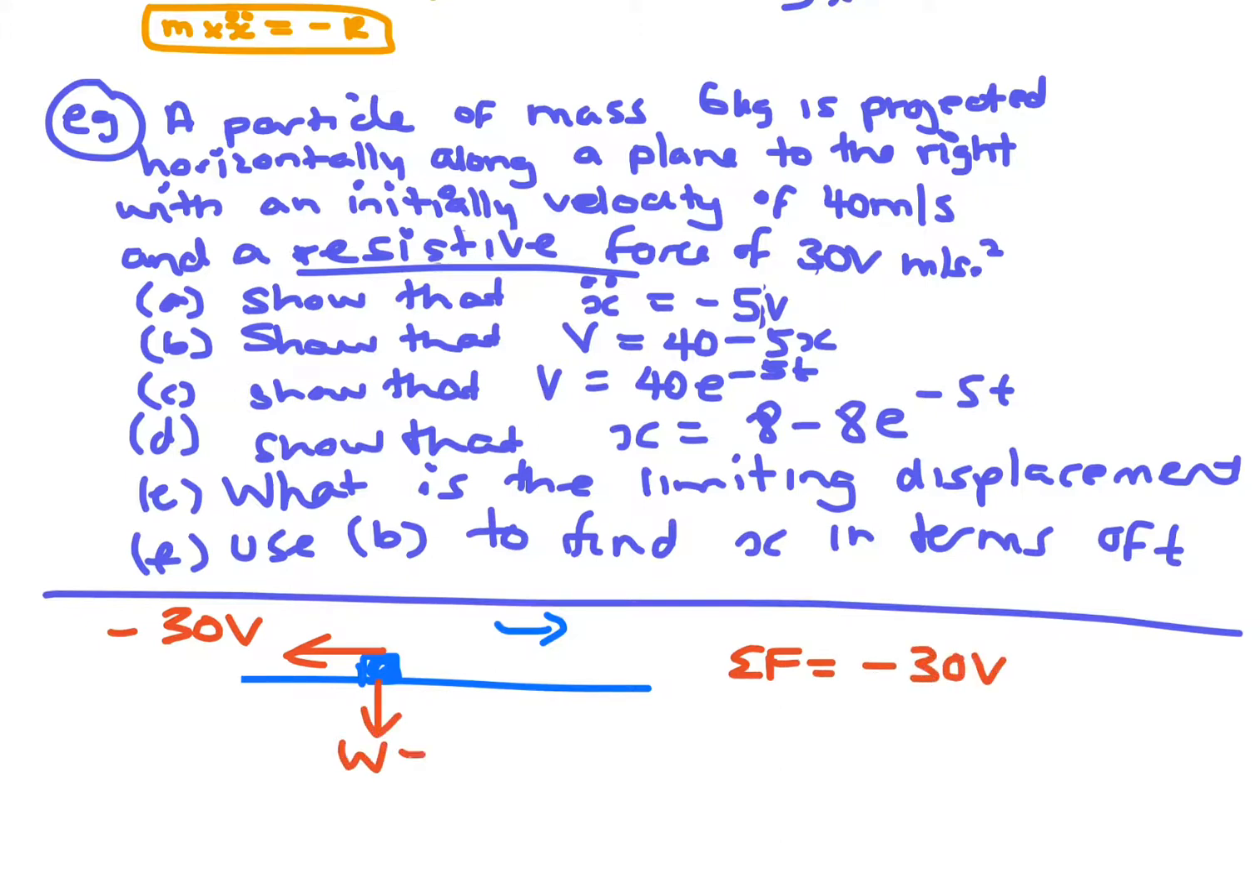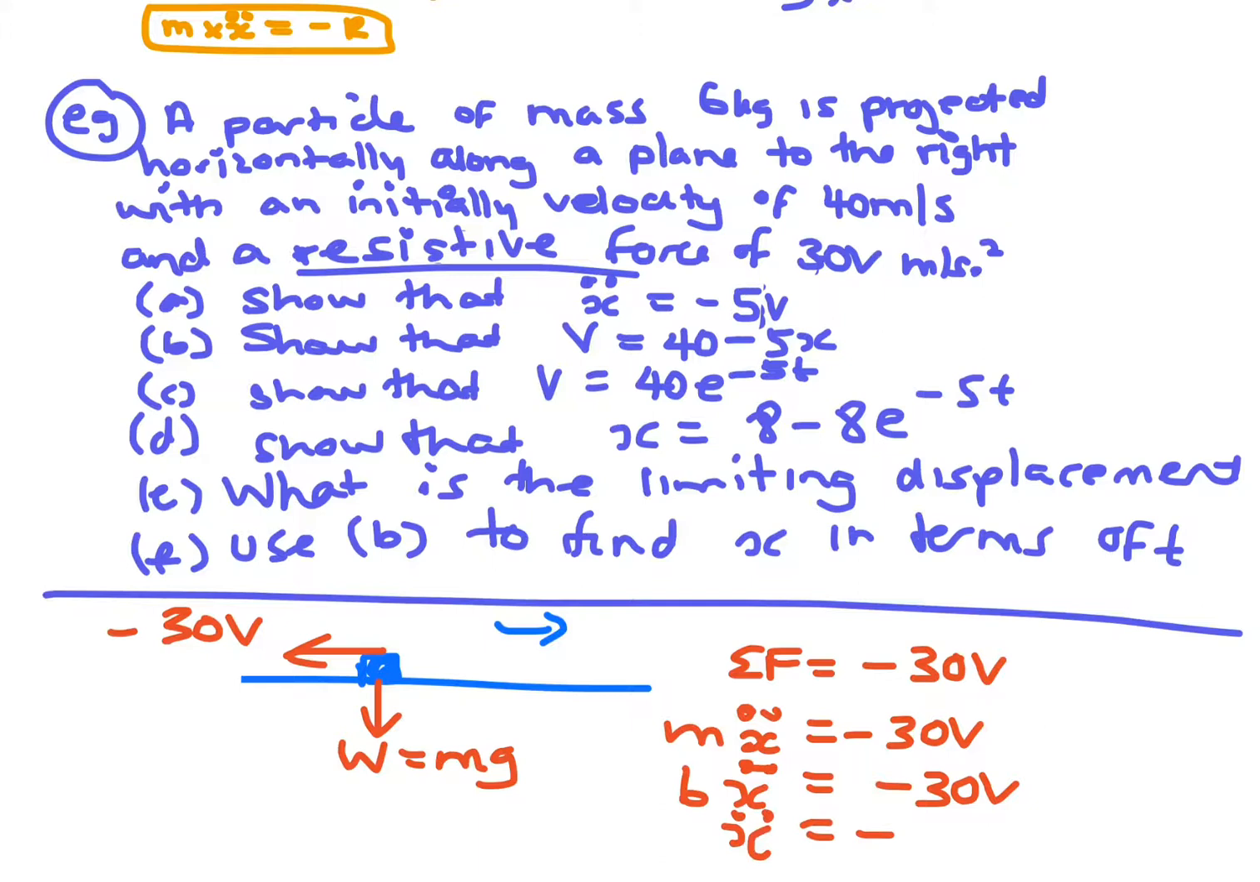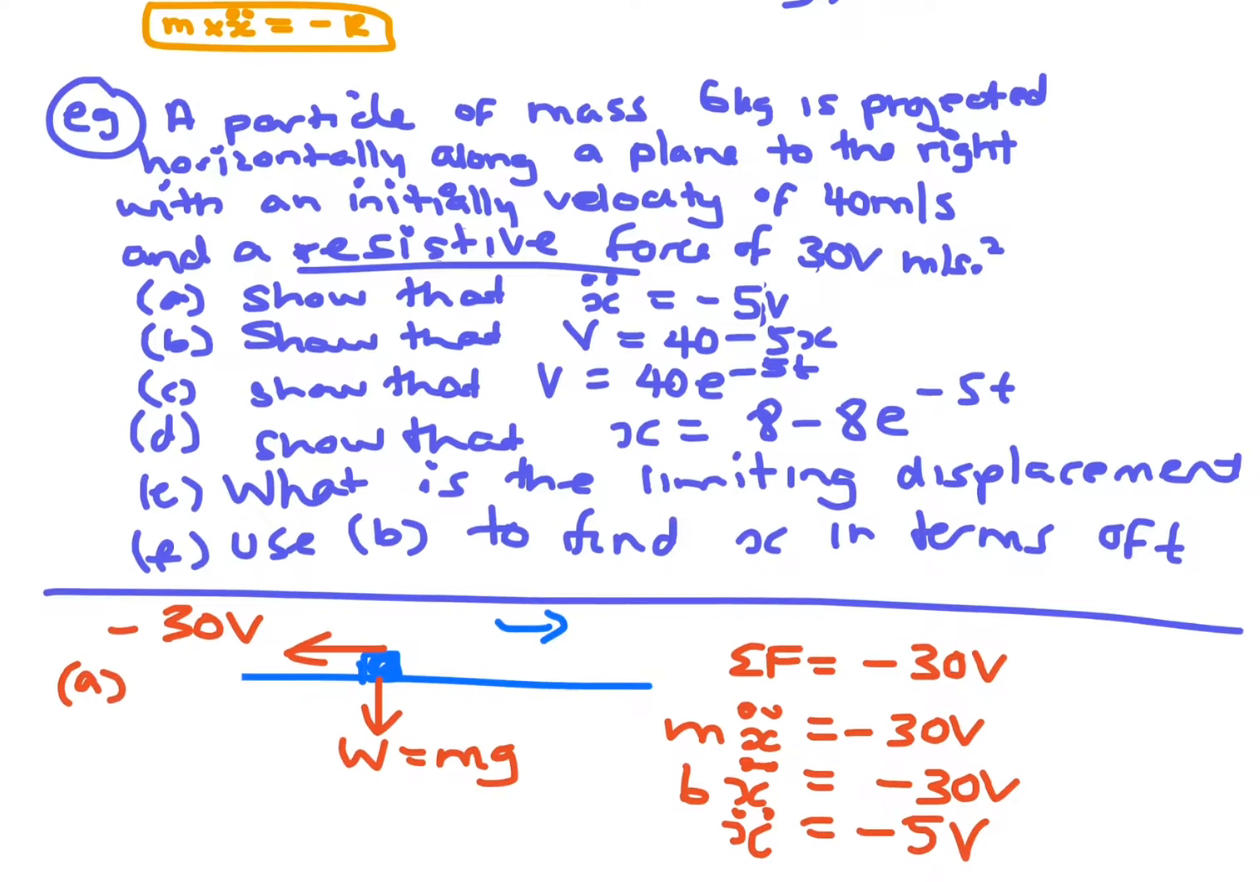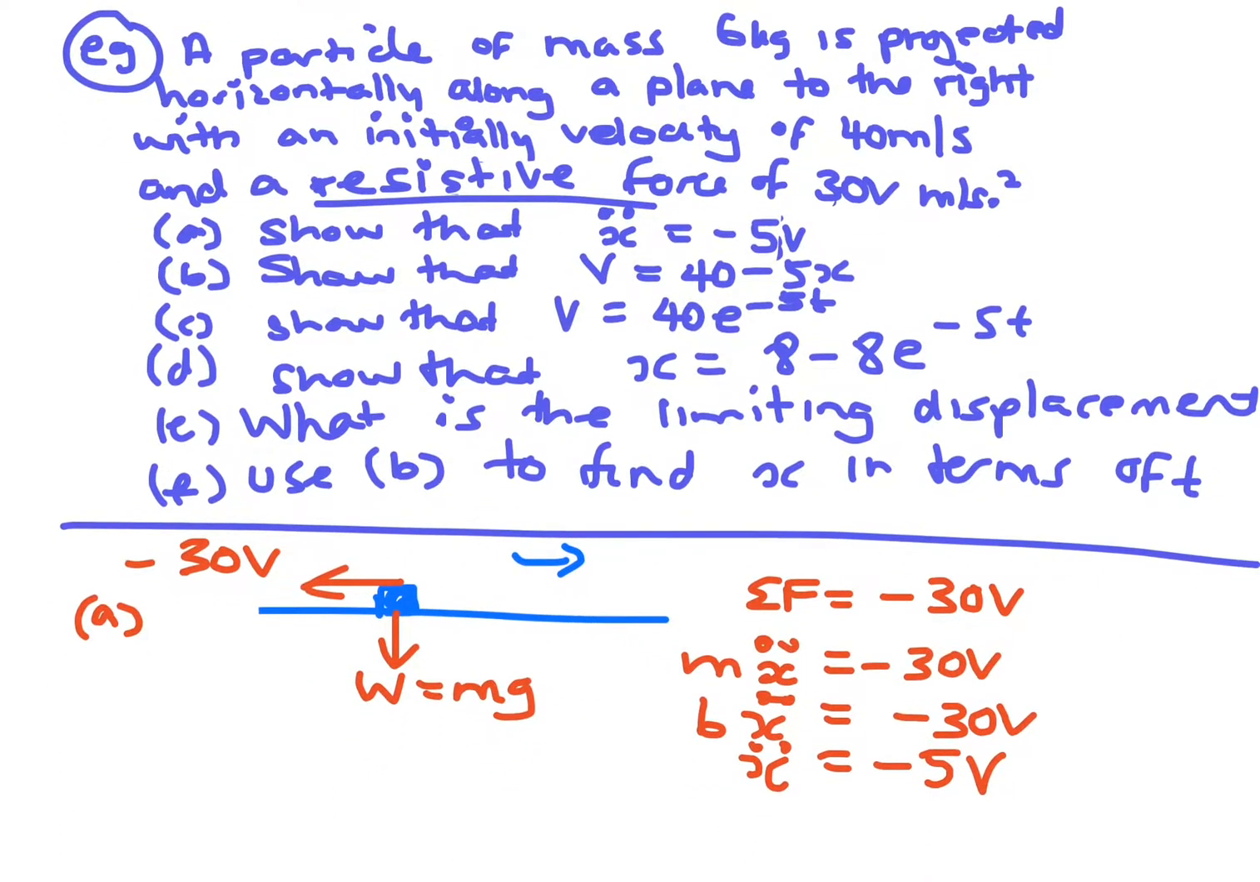You have a weight force going down, but that's actually not going to affect the horizontal motion. And then mass times the acceleration is equal to minus 30v. The mass is 6, so 6 times the acceleration is minus 30v. Therefore the acceleration, if you divide by 6, 30 divided by 6 is 5, so the acceleration equals minus 5v.